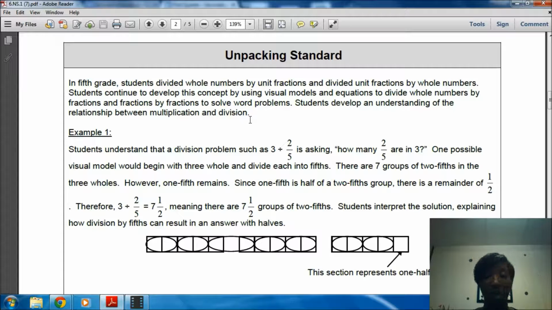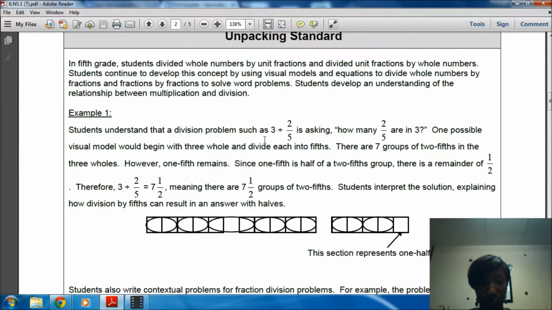And for a lot of these, especially for 6th grade, it kind of lets you know, hey, in 5th grade, students divided whole numbers by unit fractions and divided unit fractions by whole numbers. Now, you're going to take them a step further. Now you're going to have them find the quotients of fractions. And so you're aware of what it is they've already developed. It also states here, students continue to develop this concept by using visual models and equations to divide whole numbers by fractions and fractions by fractions to solve word problems.